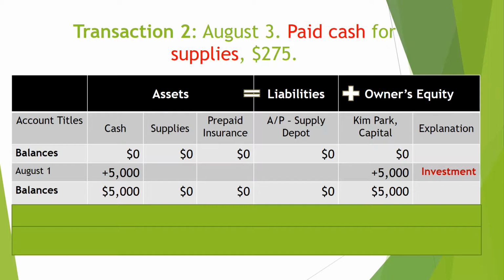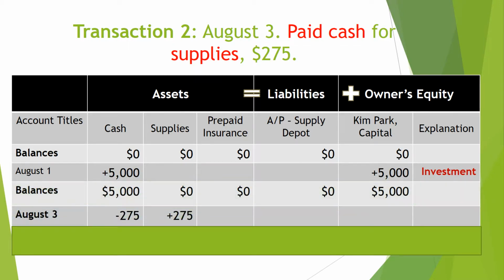So let's record our transaction. We're going to write August 3rd. In the cash account, we're going to write a minus 275 to show that our cash account is decreasing. We're going to go to our supplies account and write plus 275 to show that we have more supplies in our business.